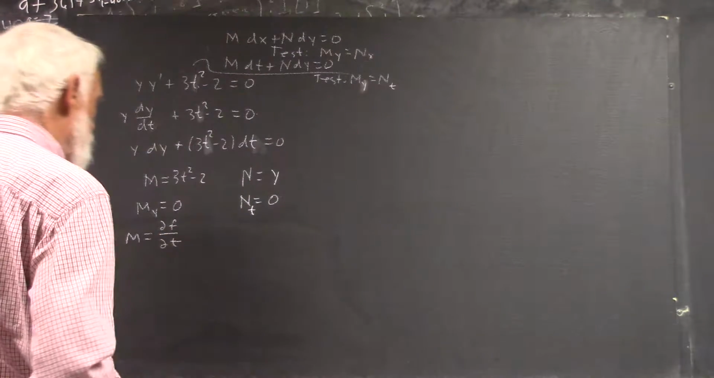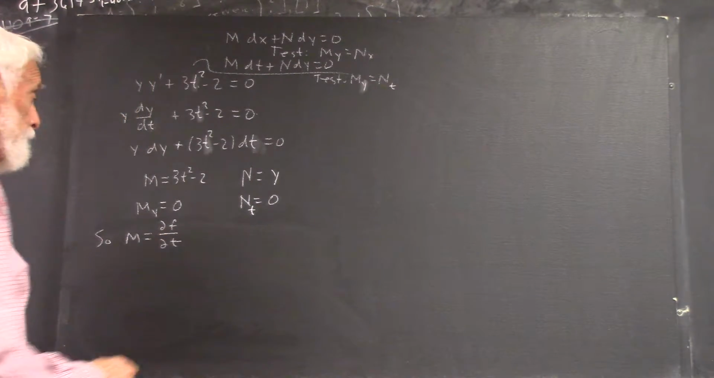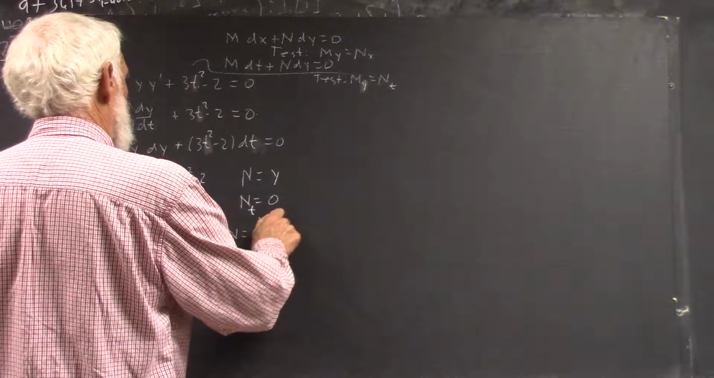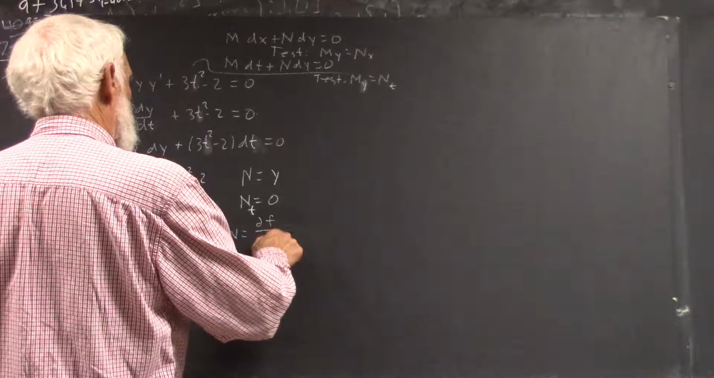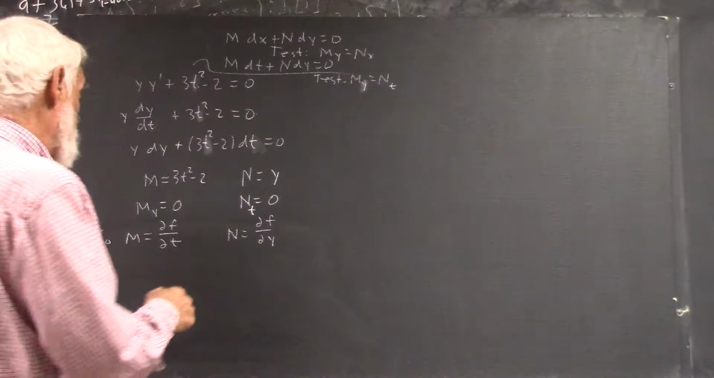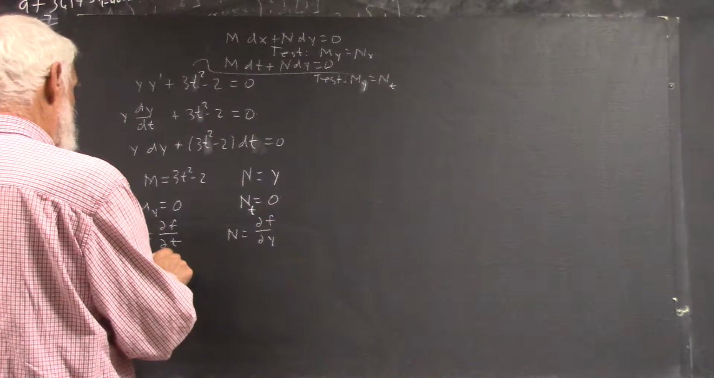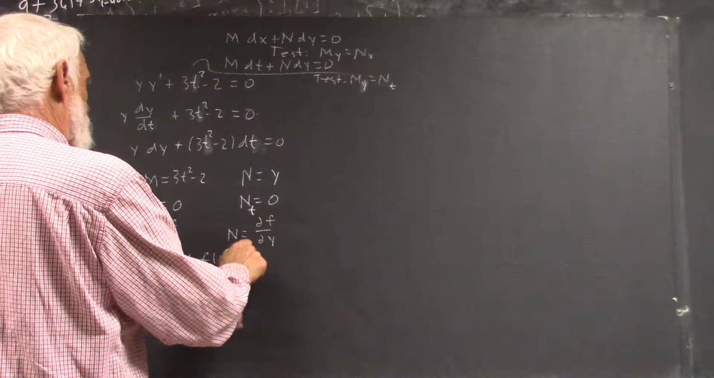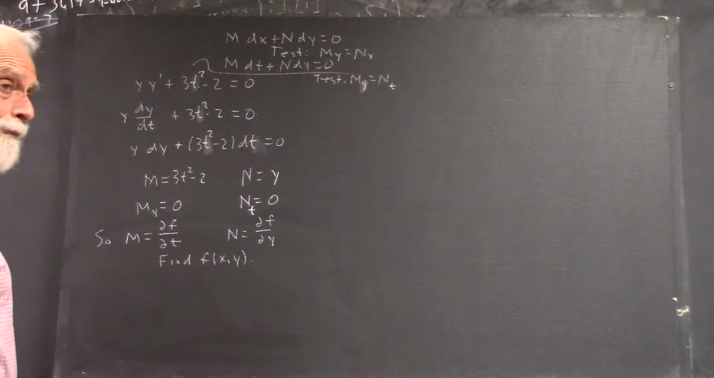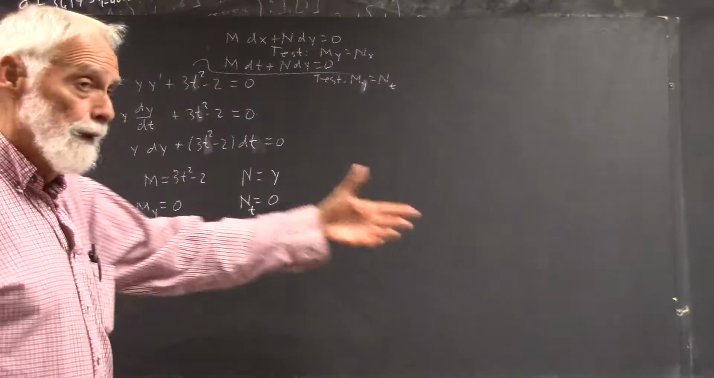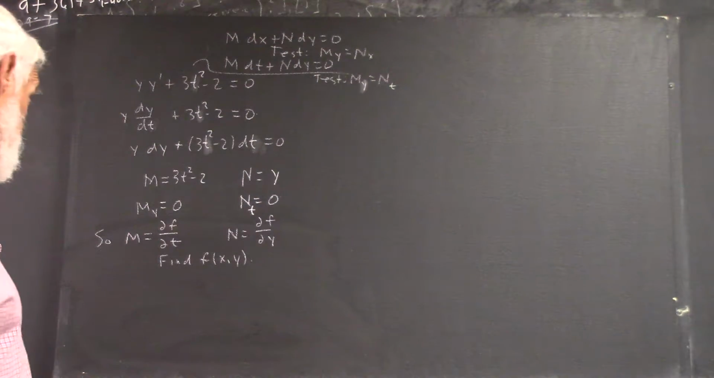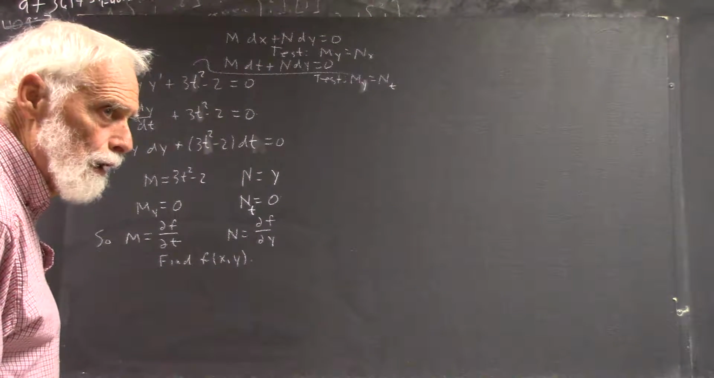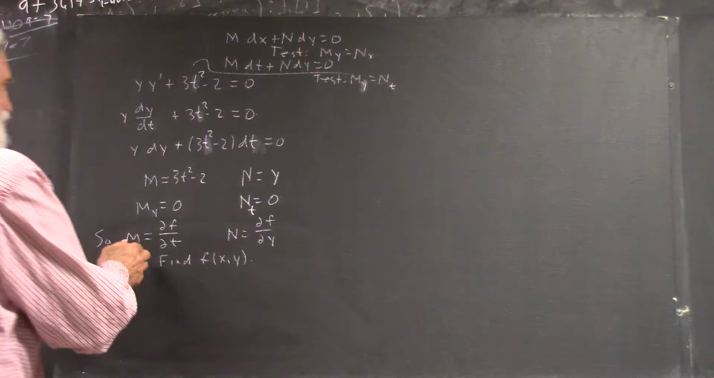Well, this tells us that M is the partial of f with respect to t, and N is the partial of f with respect to y. We want to find f, our function f of t, y, because then our solution will be f equals a constant, as we saw before and as we get used to in practice. And check.